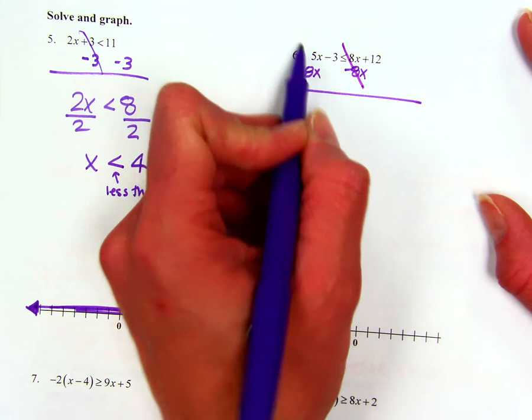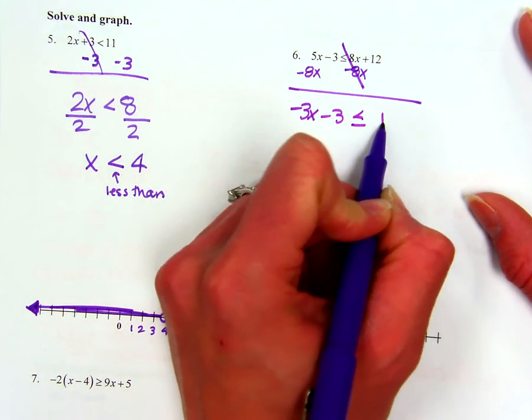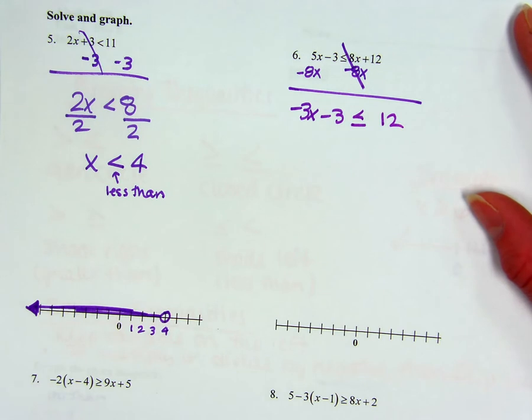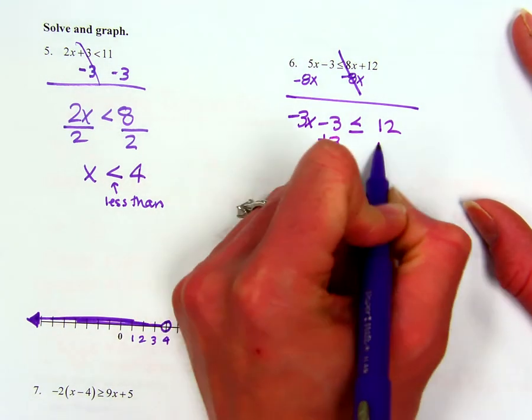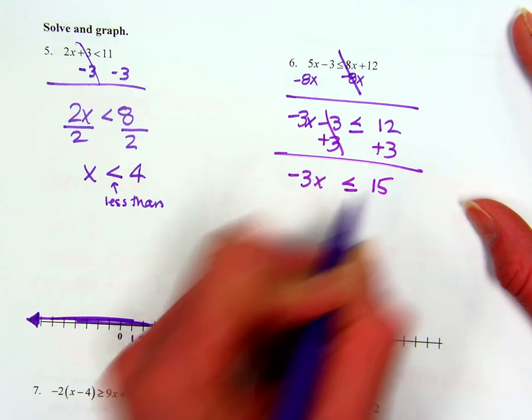All right, so now we've got 5x minus 8x is negative 3x. Minus 3 is less than or equal to 12. You're solving like you normally would, so you add 3 on both sides. You got negative 3x is less than or equal to 15.